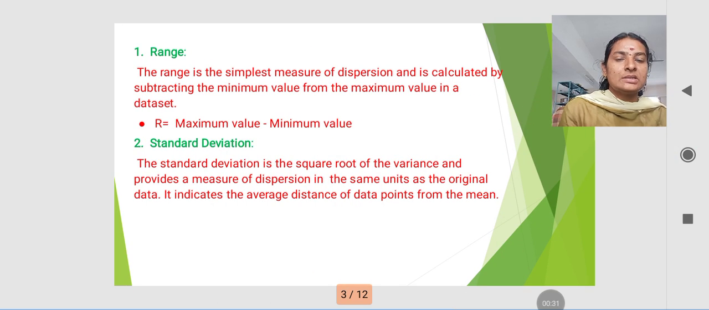The first one is range. The range is the simplest measure of dispersion and is calculated by subtracting the minimum value from the maximum value in a data set. Standard deviation. The standard deviation is the square root of the variance and provides a measure of dispersion in the same units as the original data. It indicates the average distance of data points from the mean.